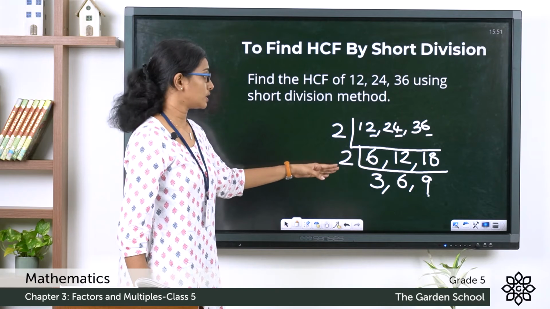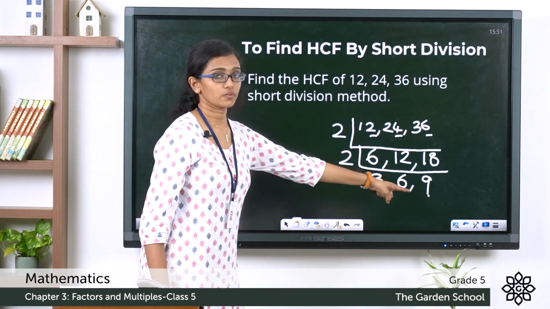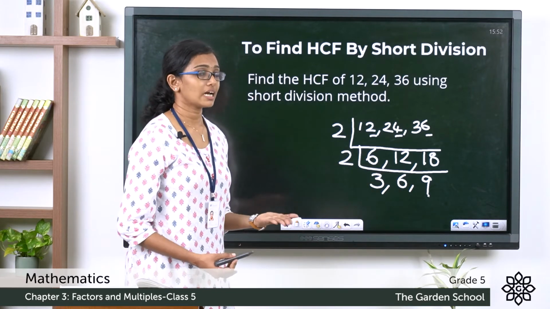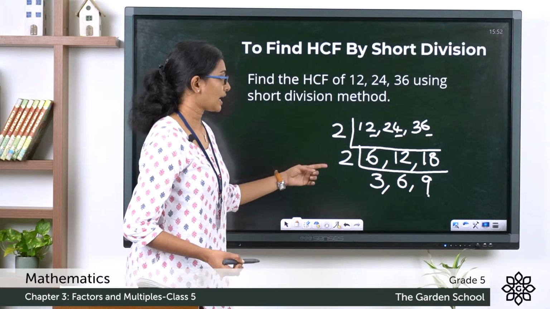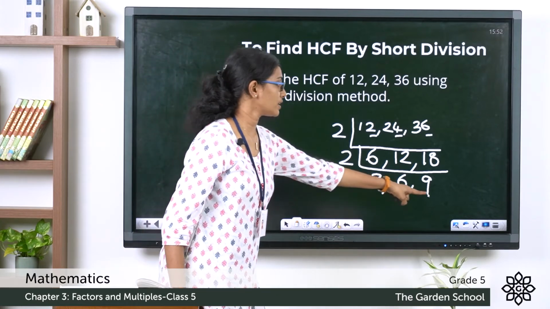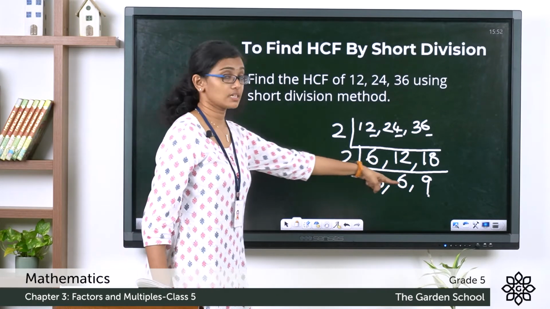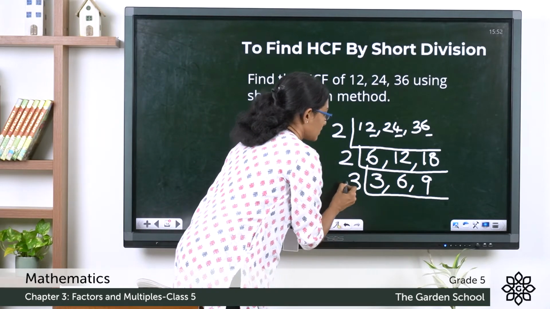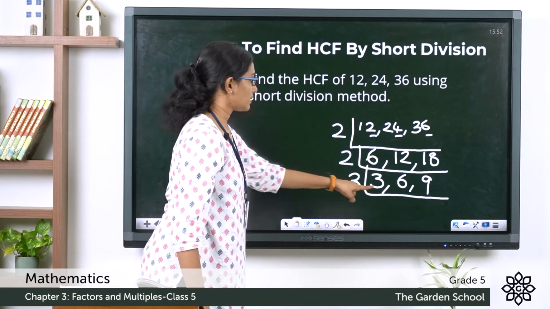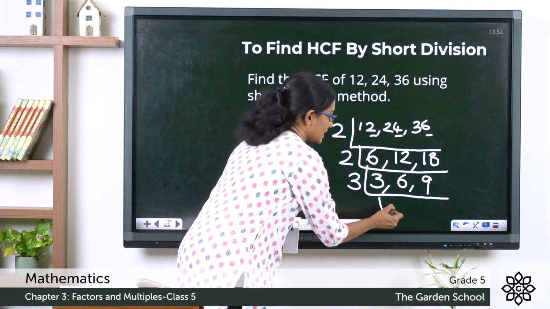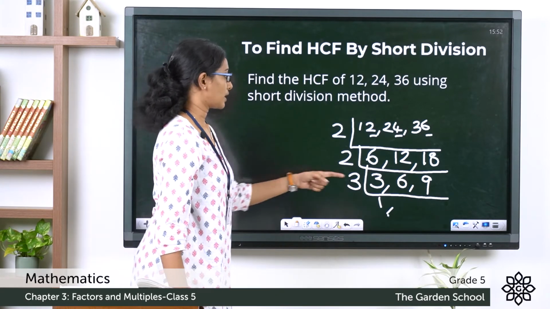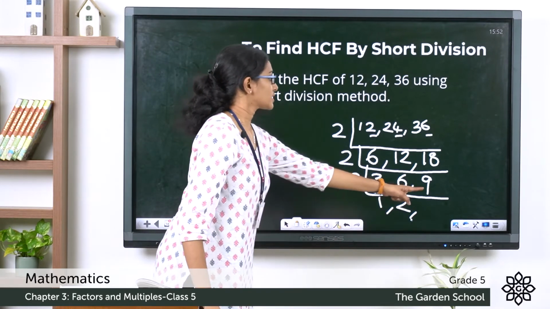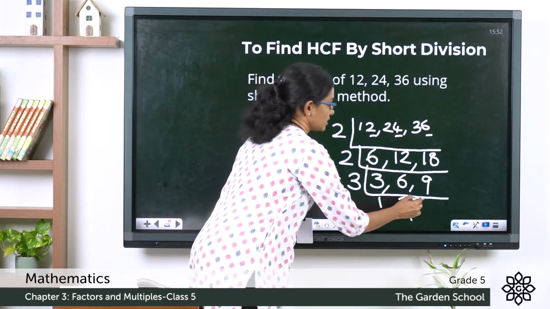Now, what is the smallest possible common prime factor for these three numbers? Can we use 2 to divide all these three numbers? No. What about 3? Is 3 prime? Yes, 3 is prime, and you can use 3 as a divisor to divide all these three numbers, because these three numbers are multiples of 3. So, let's write 3 here. Now, 3 divided by 3 is 1. Any number divided by itself is equal to 1. Now, 6 divided by 3 is 2, comma, 9 divided by 3 is 3.